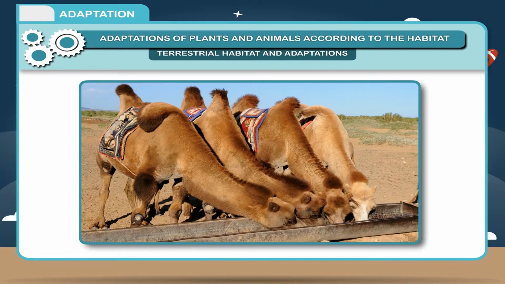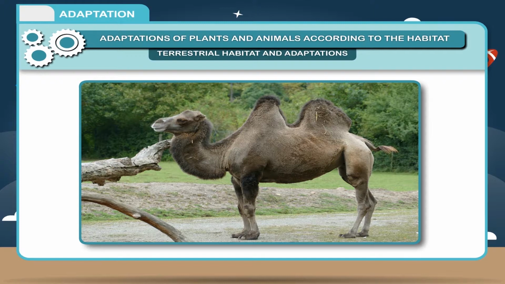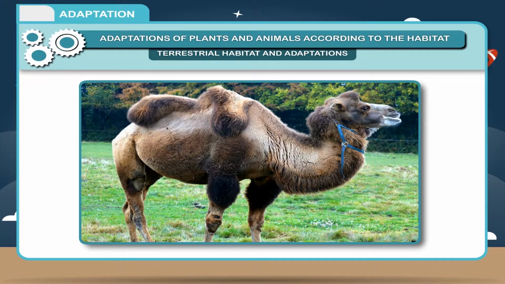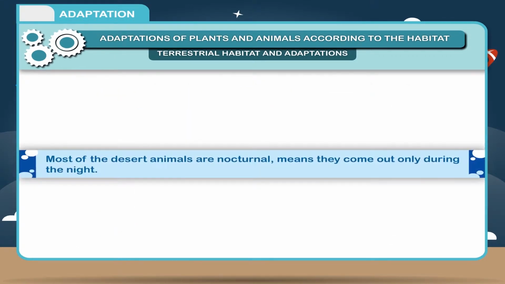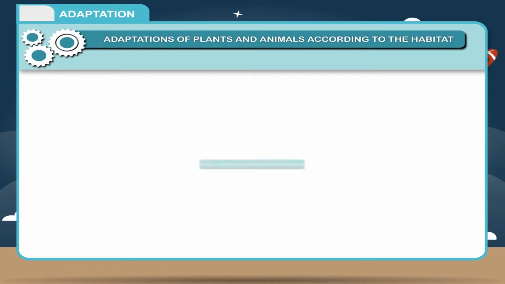D. It can drink a very large quantity of water and then stay without water for a long time. E. It excretes very little water in the form of urine. Its dung is dry and it does not sweat. F. It has padded feet which allow swift movement in sand. Most of the desert animals are nocturnal, meaning they come out only during the night.